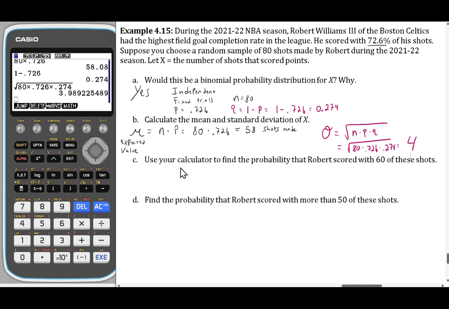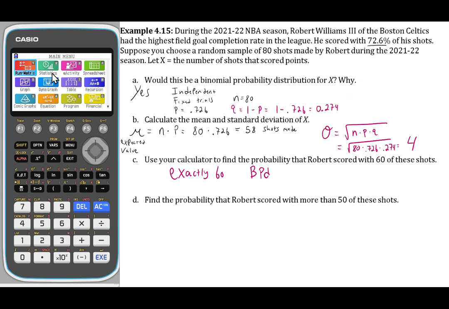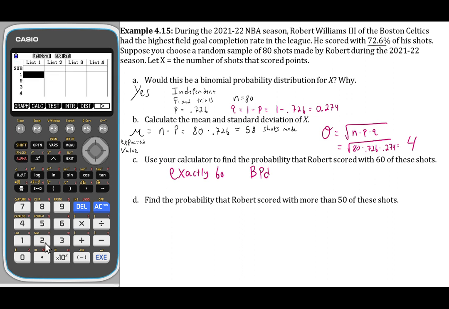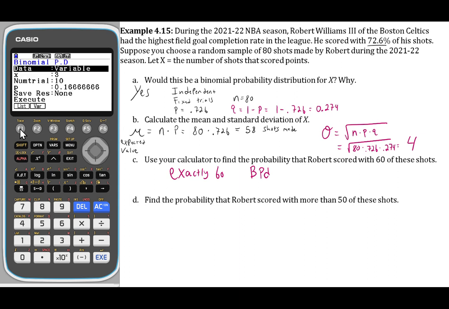Part C asks us to use our calculator to find the probability that Robert scored with 60 of these shots. This is looking for exactly 60. When we are trying to find exactly 60, we're going to use BPD. I'll show two different ways of finding this in the calculator. You can change the different options by hitting menu. The first way is to hit menu and go to number 2. From the statistics screen, we can go to distribution, choose binomial, and go to BPD using F1. Our x value is 60.